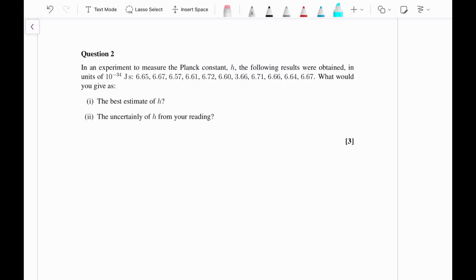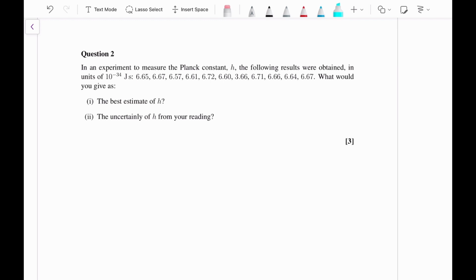Here it says, an experiment to measure the Planck's constant h. The following results are obtained. It's in units of 10 to the power of minus 34 joules seconds. And the first component of the question wants us to calculate the best estimate of Planck's constant.